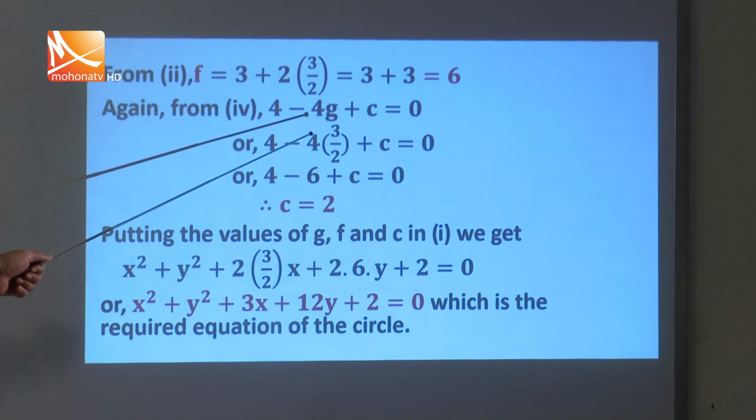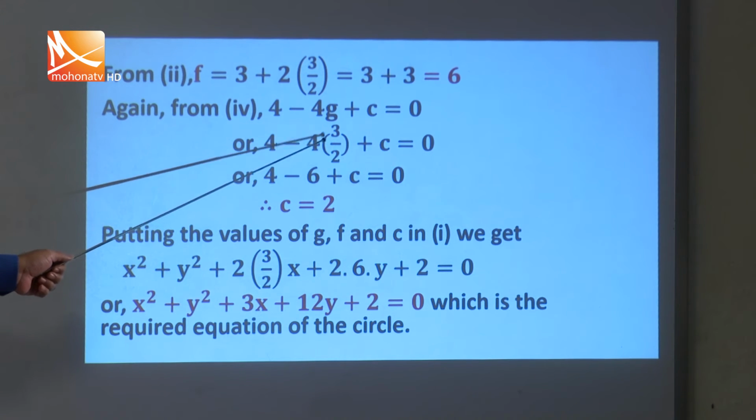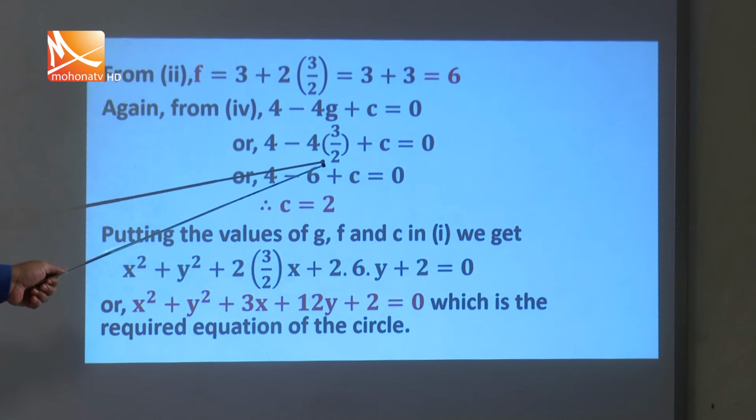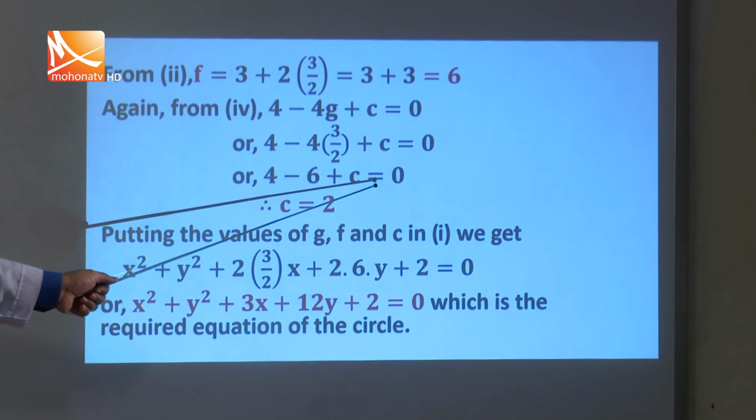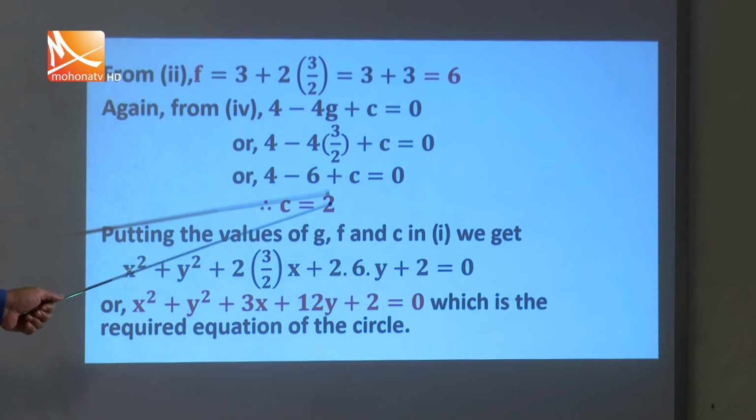Then this 4 is here. You just see that 4 times 3 is 12. If we divide 12 by 2, then we will get 6 plus c equals 0. Therefore, c equals 2.